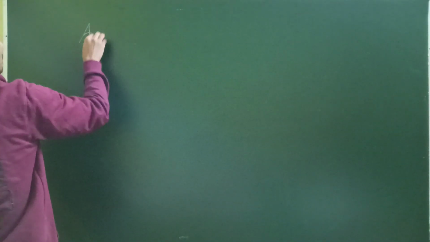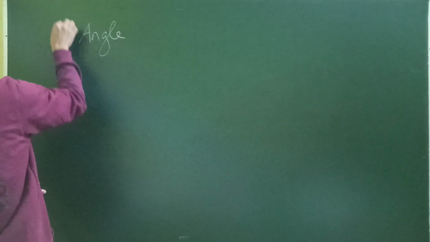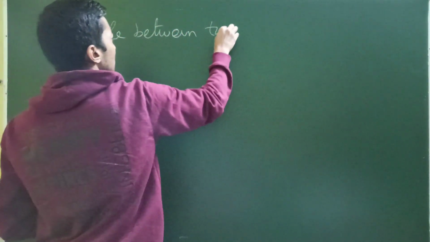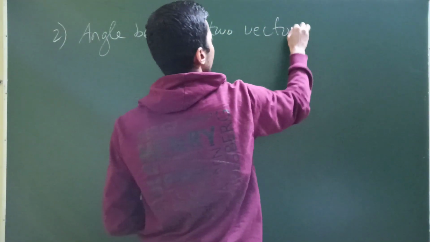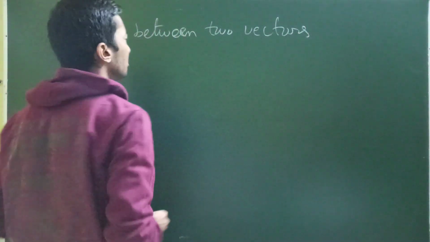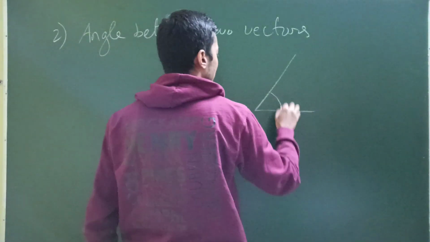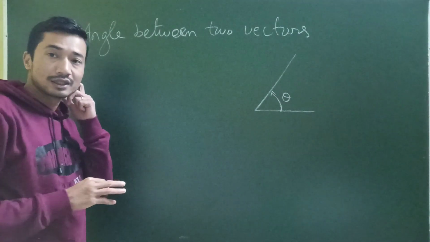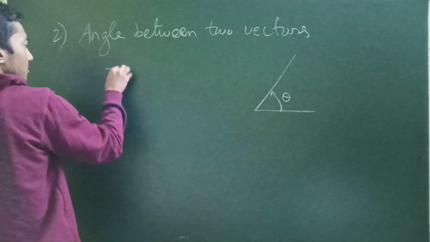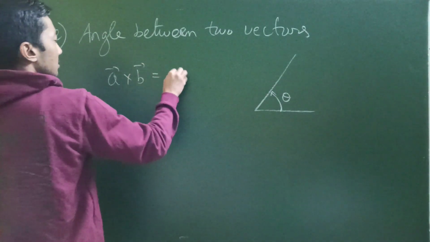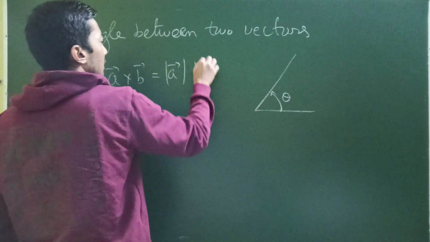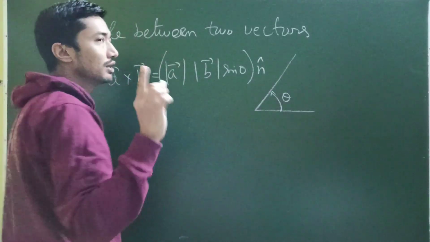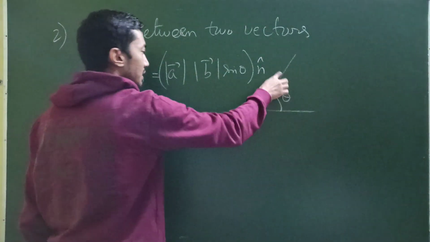How to find out the angle between two vectors? So if these are two vectors and if this is the angle between the two vectors, then remember how we calculated that for dot product. If you just write down the formula, A cross B will be equal to what? A B sine theta n cap. What is n cap? A unit vector perpendicular to both vector A and vector B.